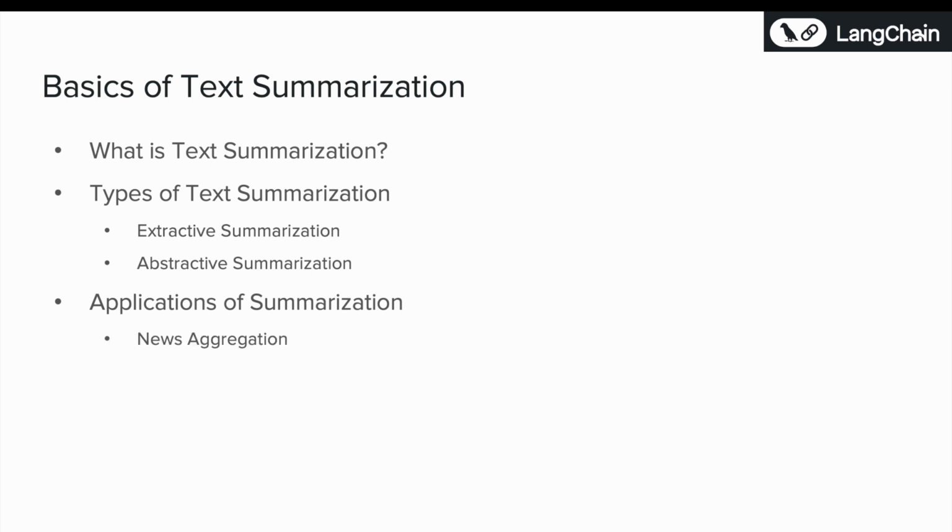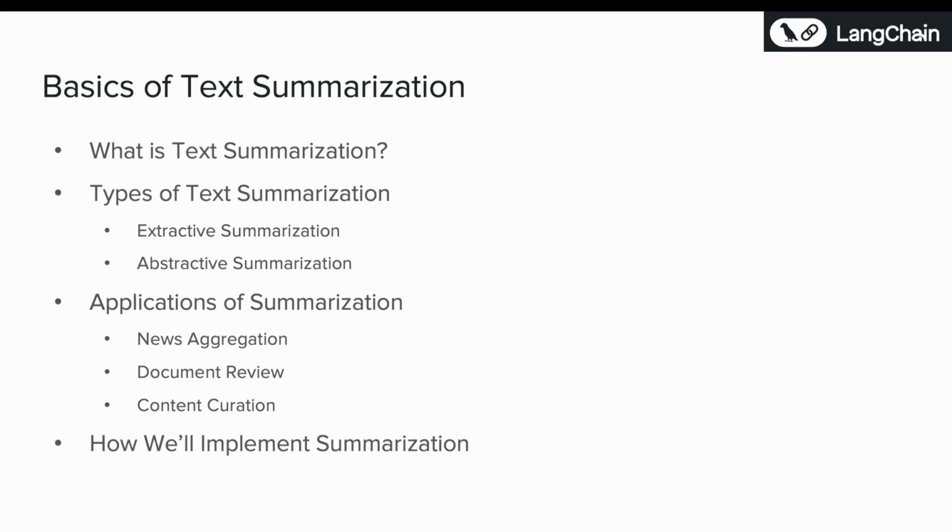Let's look at some of the applications of summarization. Summarization is widely used in news aggregation, where it creates summaries of news articles; document review, where you condense lengthy reports; and content curation, which provides quick insights on blog posts or articles. How do we implement summarization? For this project, we'll use an abstractive summarization model from Hugging Face, which will generate summaries by rephrasing the content in its own words. Let's get started by setting up our summarization model.